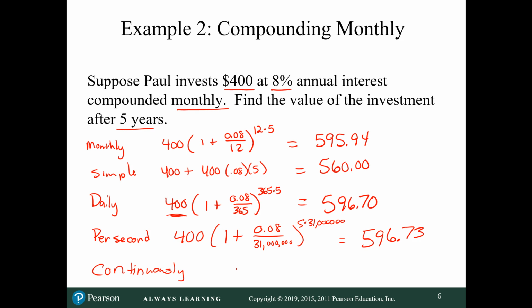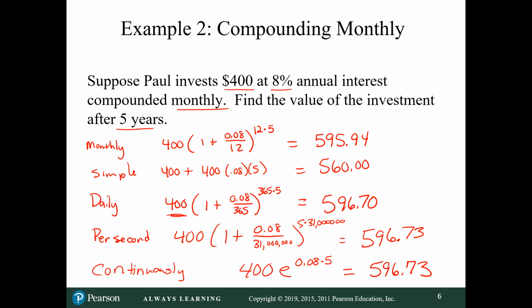If we do it continuously, we don't use this formula. You use an e, because e is the base of the natural logarithm. So if you take 400 times e to the 0.08 times 5 power, and this is why natural logarithms are useful in the real world. If you do the math on this, what do you get? 596.73, right? So pretty much the same as doing it every second.